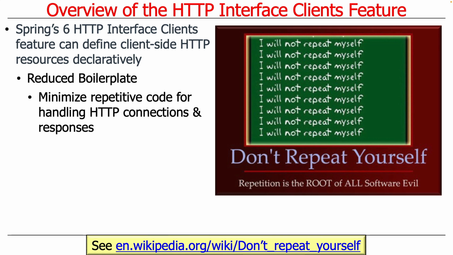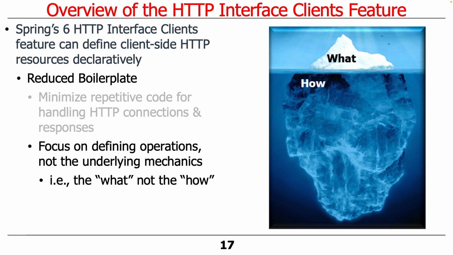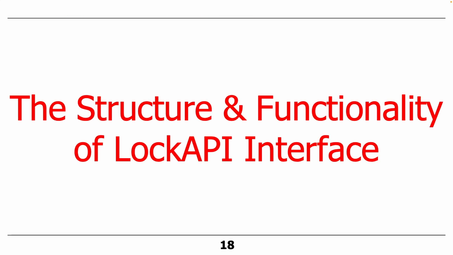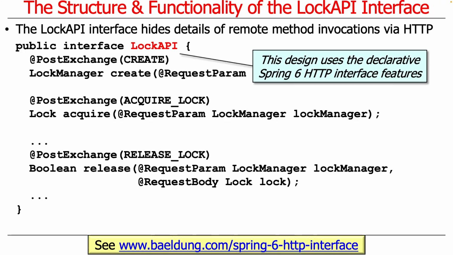Whereas with this stuff, you don't write any of that code at all, so it reduces the amount of boilerplate code you write. And it also helps you focus on the what, not the how, which is really the theme of abstraction. You don't have to worry about the mechanics of how things work under the hood. You just focus on what you want to have done. So armed with that as background, now let's go ahead and take a look at the Lock API interface.